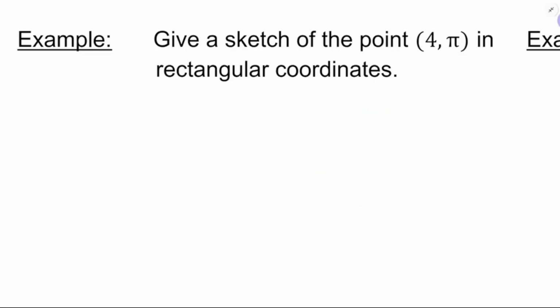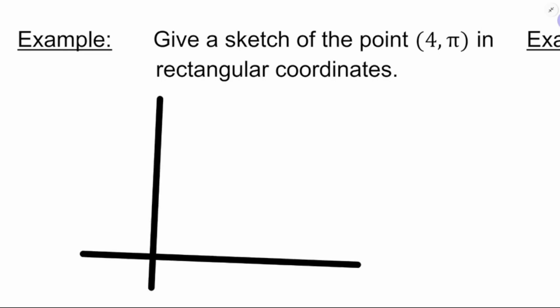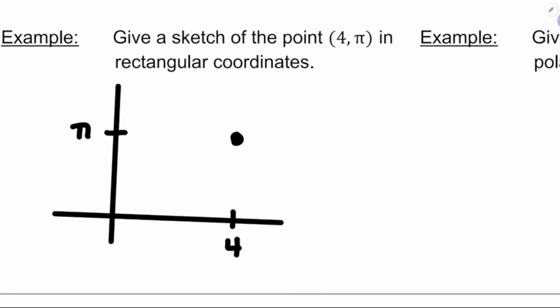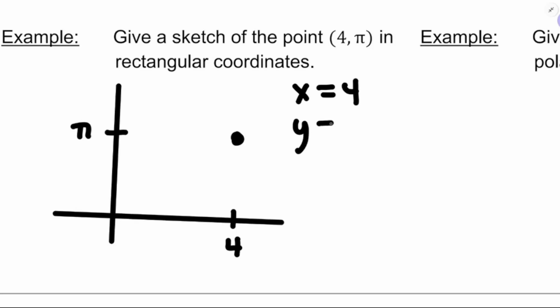Okay, so just to start, if we were asked to give a sketch of the point in rectangular coordinates, this means that x equals 4 and y equals pi. That's going to be my sketch of the point, because rectangular is x and y. I think that's probably what I would write: x equals 4, y equals pi. We just know that x comes before y.